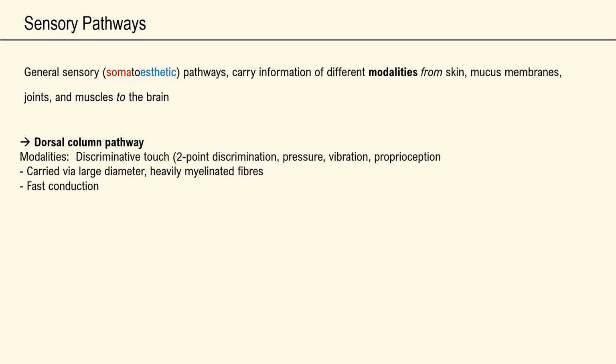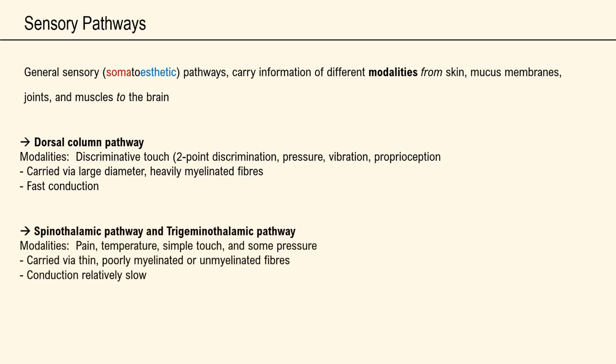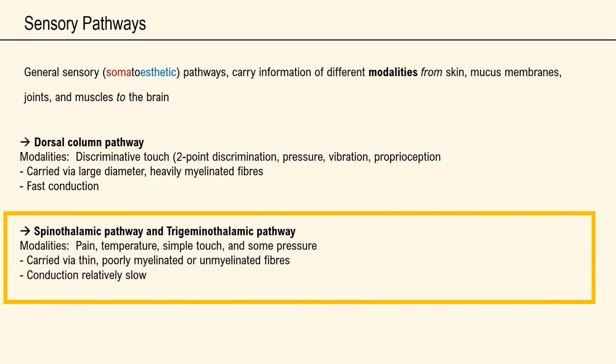We also have a pathway that conveys more simple information from pain, crude touch, and temperature. This is called the spinothalamic pathway. This pathway is much slower, and it makes sense that it can be slower because the stimulus is very obvious and it doesn't require a great deal of processing. This latter pathway is one we are going to look at more closely today.